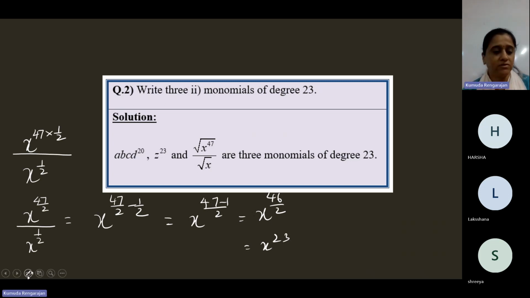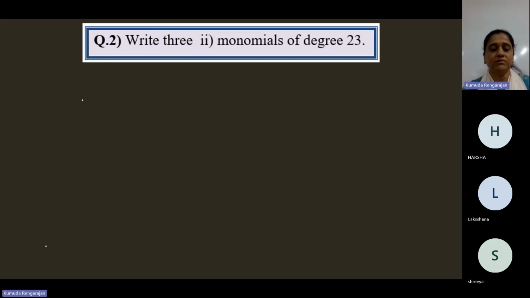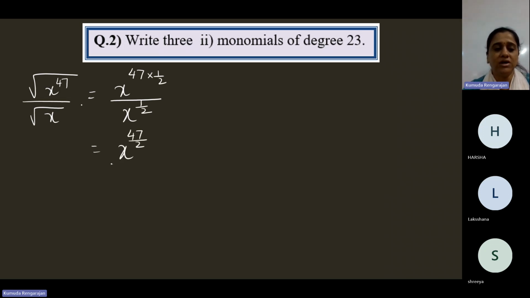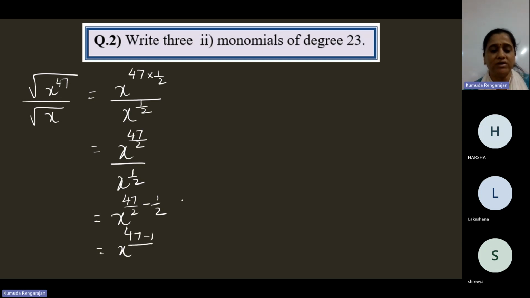We'll do it again together. See here. Square root of x to the power 47 by square root of x. All right. First, x to the power 47 into 1 by 2, correct? Divided by x to the power 1 by 2, correct? Next step, x to the power 47 by 2 divided by x to the power 1 by 2. Bases are same, x, and it's division, so we have to subtract the powers. So x to the power 47 by 2 minus 1 by 2. So it is x to the power 47 minus 1 by 2, LCM.